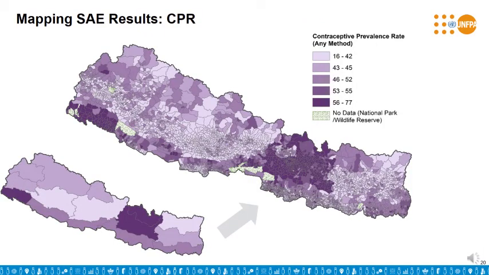Next, I'm going to show the mapping results of the estimates. The first indicator is contraceptive prevalence rate. The map at the lower left corner is a direct disaggregation to subregional level using DHS survey data. The map in the middle is the small area estimation of the indicator at VDC level, which is Village Development Committee level, equal to municipality level. And we can see a lot of geospatial variance across the country.